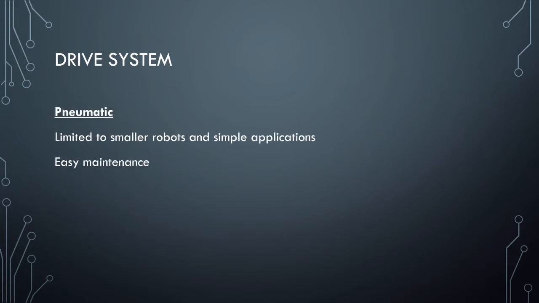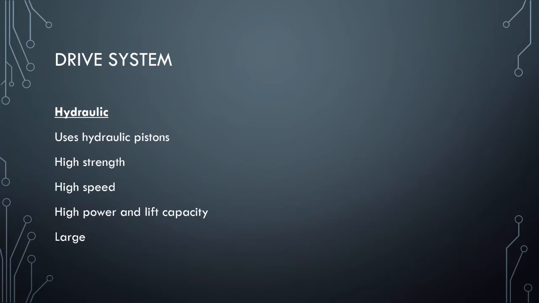So a pneumatic drive system is air-powered. Pneumatic references an air-powered system. These are typically limited to smaller robots and simpler locations. They don't always have a lot of power behind them, but just like the electric drive systems, they are easy to maintain. And then a hydraulic system will use hydraulic pistons.